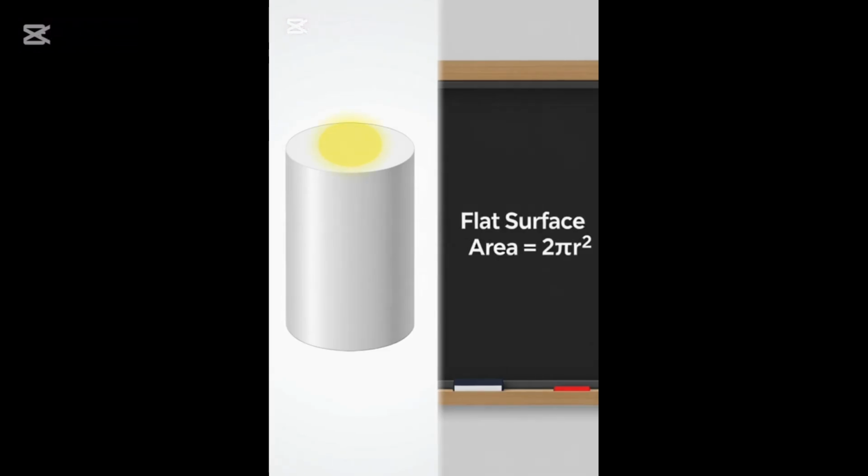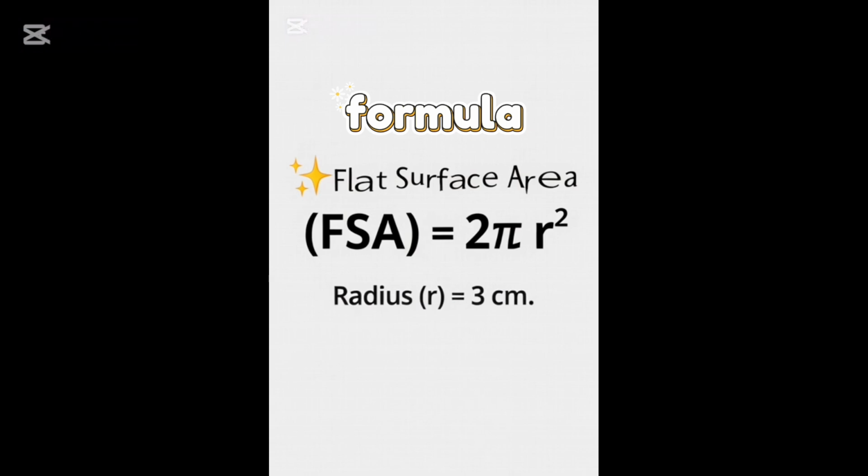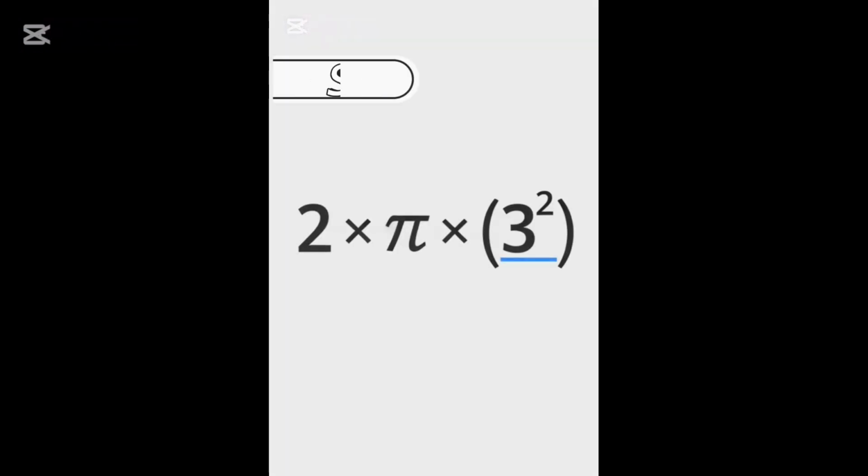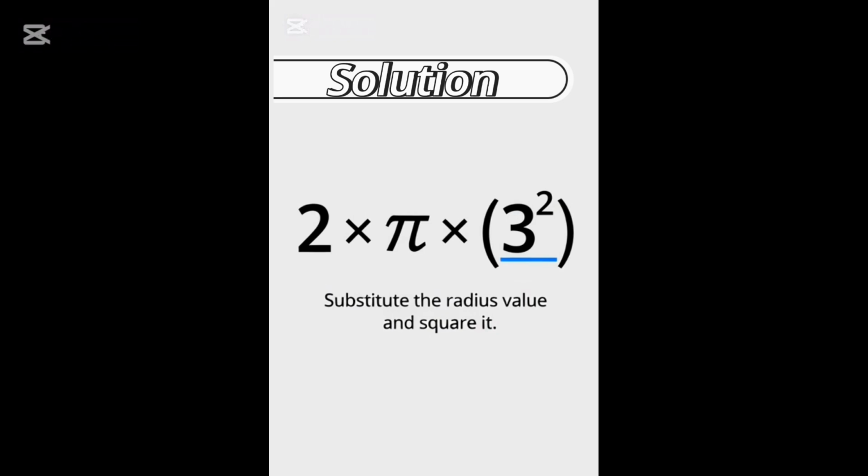First, we have the flat surface area, which includes the top and bottom circles. The formula is 2 pi r squared. Radius r equals 3 centimeters. Substitute the radius value and square it.